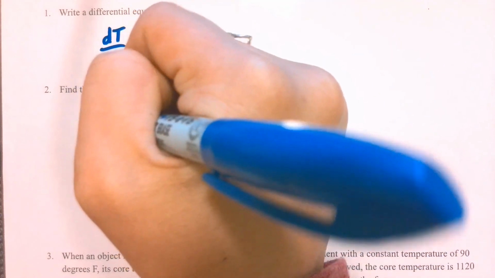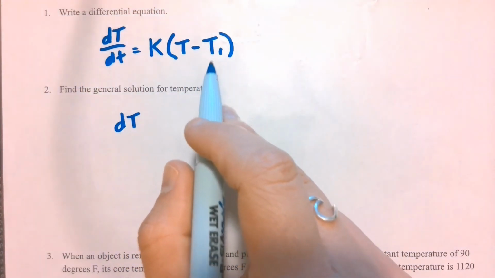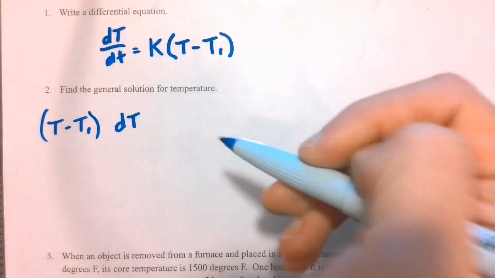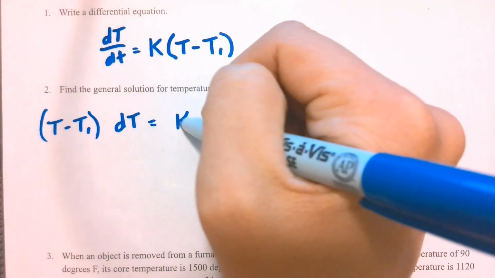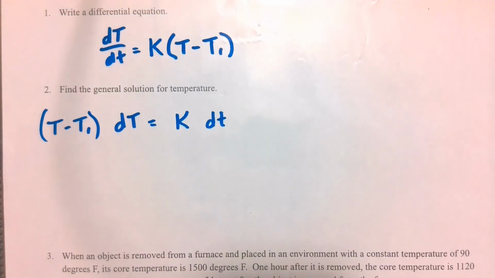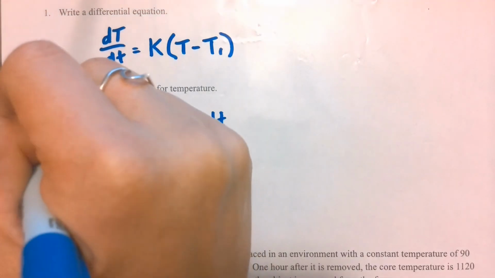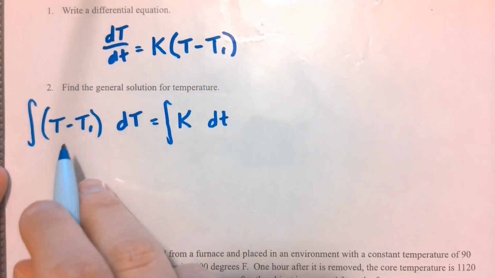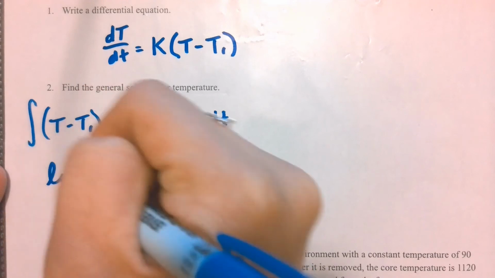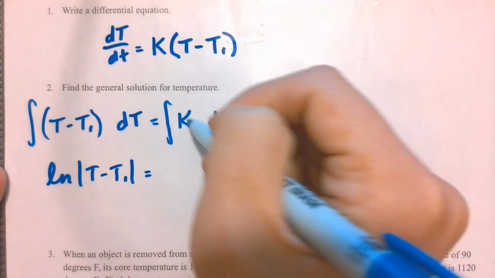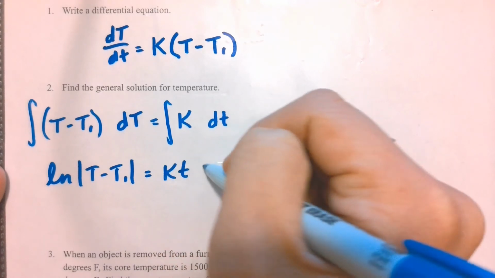To find the general solution, we're going to do what we have been doing and move my T minus T sub 1 to the left side. My k can stay. My dt with respect to time is going to move to the right, and then I can integrate. So I integrate the left side, I'll get the natural log of the absolute value of T minus T sub 1. And then on the right, my kt plus c.